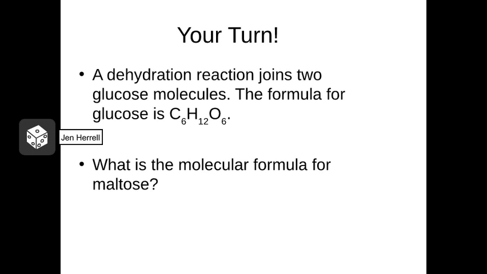This Your Turn is going to require that you put all this information together. Let's say that we had two glucose molecules with this chemical formula, and we want to take these two glucose molecules and build them into a single maltose dimer. What would the molecular formula be for that maltose, considering the type of reaction that is used to build it? See what you can figure out and bring it to class with you.